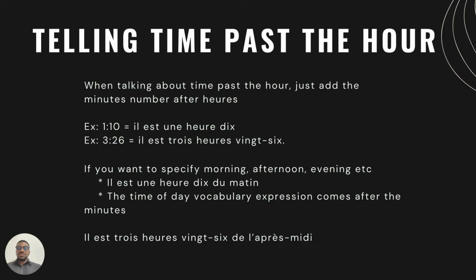Of course, you can tell that the time I'm referring to is 24 hour. But if you want to specify morning, afternoon, and evening, that's when you say il est 1h10 du matin. The time of day comes after the minutes, same as in English, where AM and PM come after the minutes. Back to 3:26: il est 3h26 de l'après-midi.